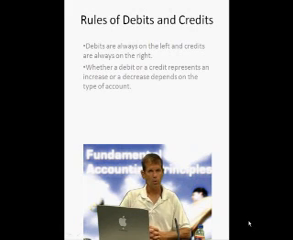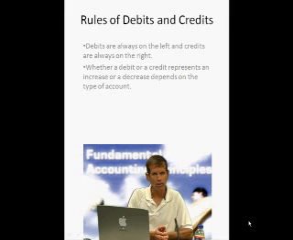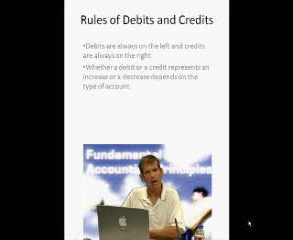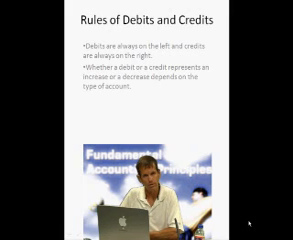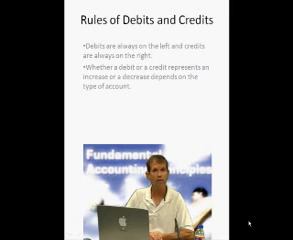I said that debits and credits represent increases or decreases. Well, whether it represents an increase or decrease depends on the type of an account. In other words, for one kind of an account, a debit may represent an increase. For another kind of an account, a credit may represent an increase. So debits and credits represent increases and decreases, but whether it's an increase or decrease depends on the type of an account. So let's go through each of the 5 types of accounts.